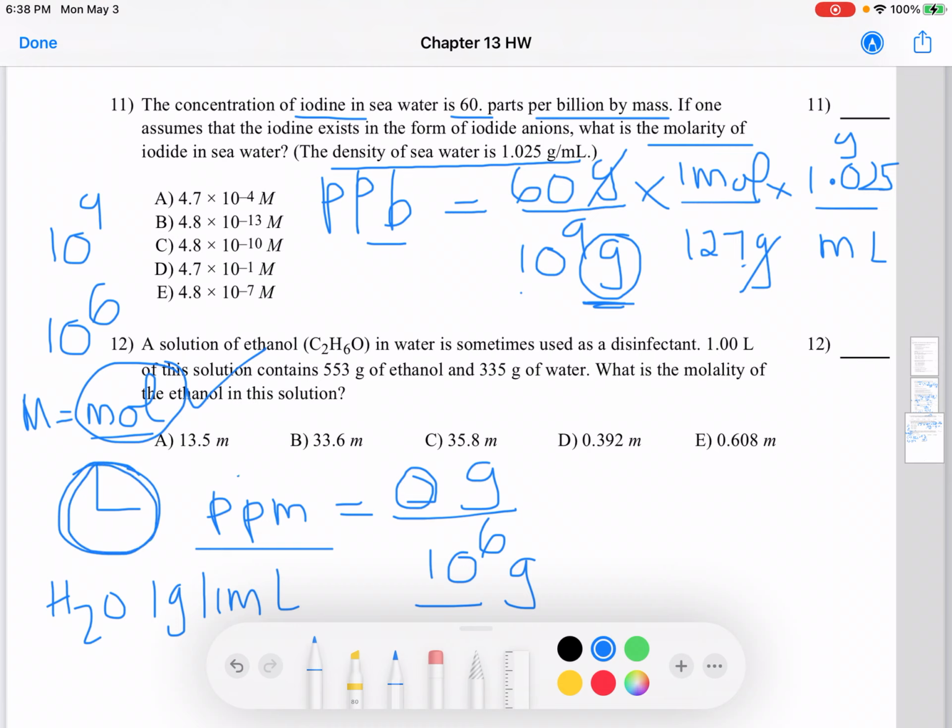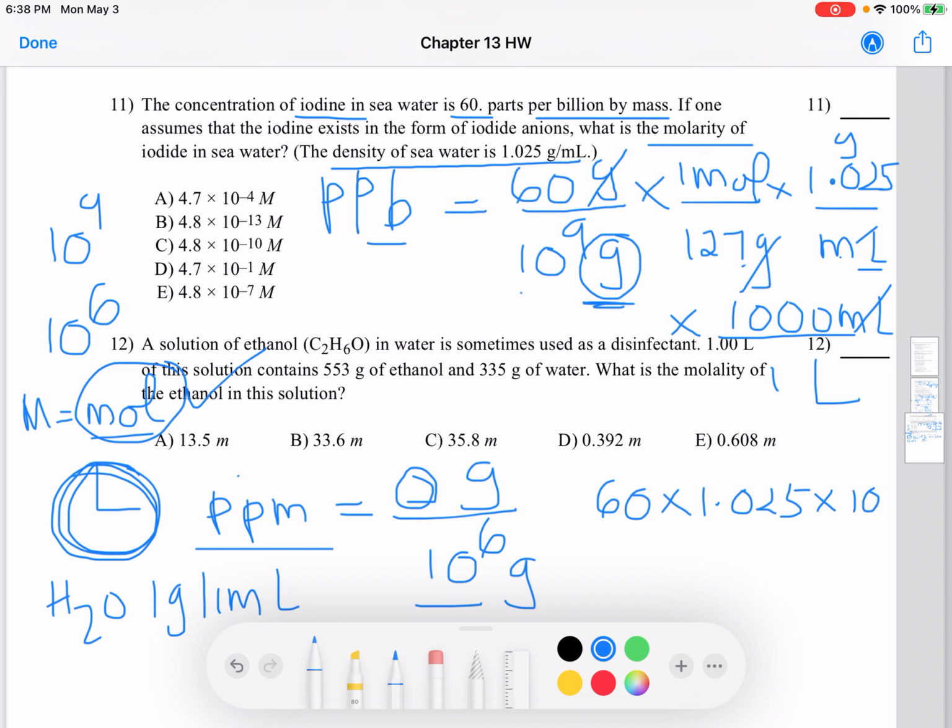Now we need to convert milliliters to liters. How do you convert milliliters to liters? Milliliters here in the denominator. So 1000 milliliters is 1 liter. So milliliters get cancelled. So we will have our answer in moles per liter. So basically you will be multiplying 60 times 1.025 times 10 to the power 3 over 10 to the power 9. Okay, this will give you the answer in ppb.